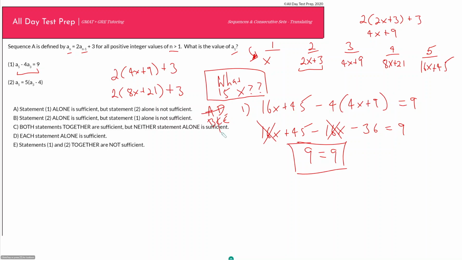We can actually eliminate C here as well, because this is an example of a case where our statement is not only insufficient, it is irrelevant. It is information that is always going to be true. It's information we knew from the prompt.